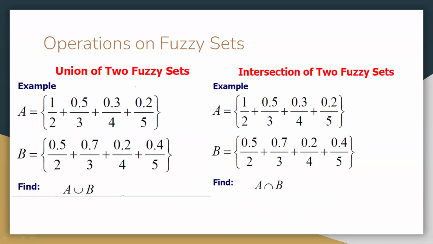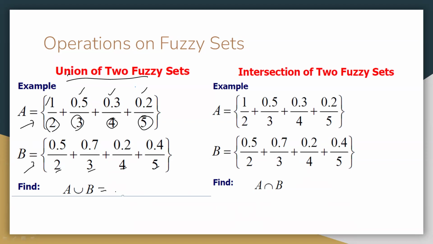As an example, look at the left side. We are looking at the union of two fuzzy sets. Suppose that these are the values in set A and these are the values in set B. For the element 2, the membership function is 1. For the element 3, it is 0.5. For element 4, it is 0.3. For 5, it is 0.2. The same elements are available in set B also, so 2, 3, 4, and 5, and the membership values are given.